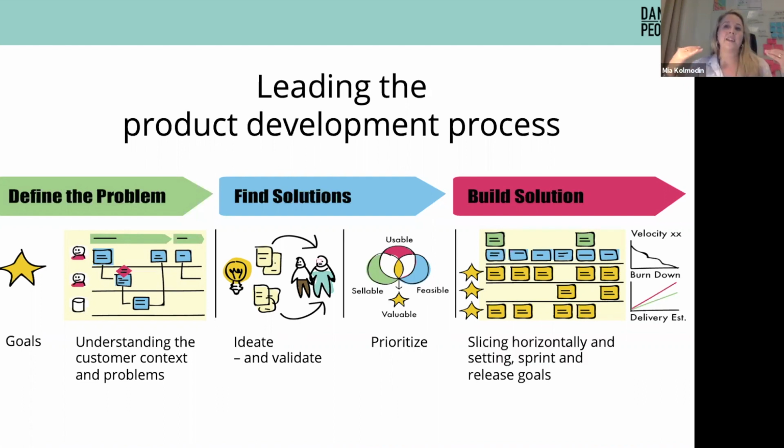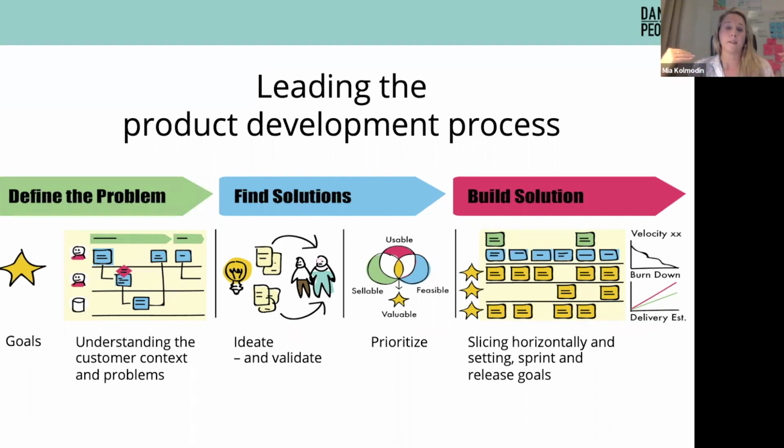And then slicing horizontally, setting sprint and release goals. So slicing horizontally, I know that's sometimes difficult to understand what that means, but if you think about the customer journey and the process that the customer has traveling through your service or your product using it, slicing in thin slices, helping the customer to actually walk through and use the service and the product, and not just focusing on different features, but actually user scenarios. So slicing them as thin as possible, setting a user goal. This is what we want the customer to be able to do in our releases.